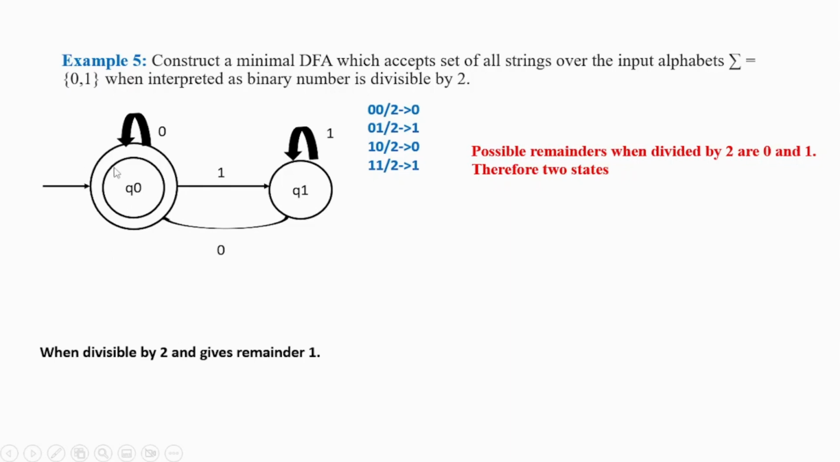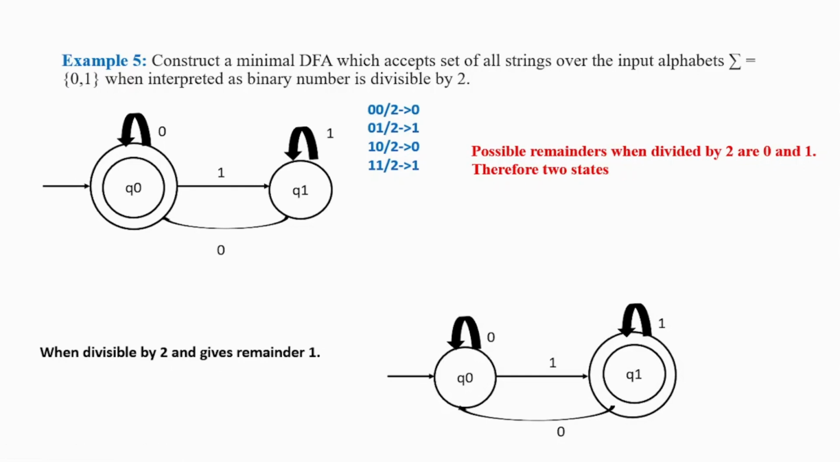If my question is divisible by 2 and gives remainder 1, if they slightly change the question like that, in that case you have to switch the final state, because this state represents remainder 1. So if the question is that the DFA should accept all the strings divisible by 2 and giving remainder 1, then this is the final state. This is giving remainder 1. When the question is just divisible by 2, the remainder is 0, and this will be the final state. We should be able to differentiate between these two.